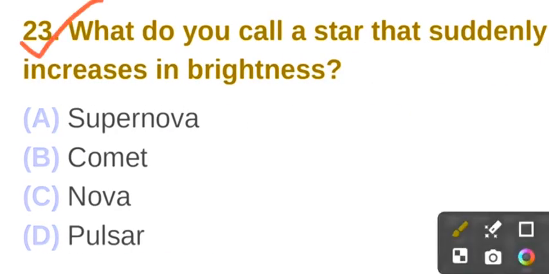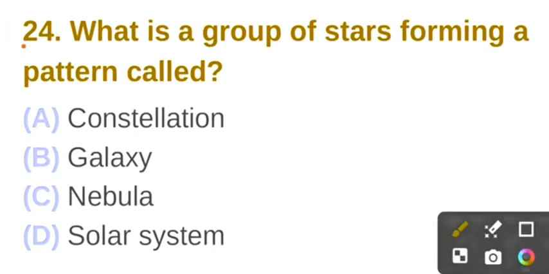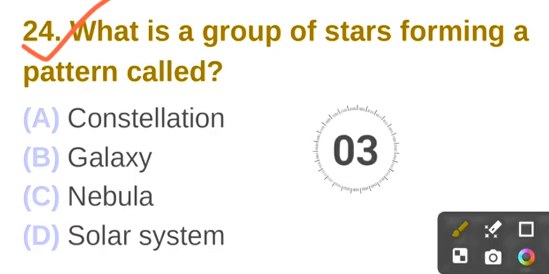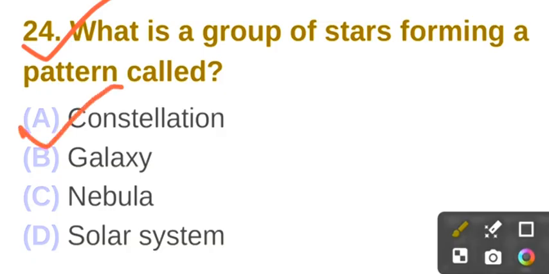Question number 23. What do you call a star that suddenly increases in brightness? The correct answer is option C, nova. Question number 24. What is a group of stars forming a pattern called? The correct answer is option A, constellation.